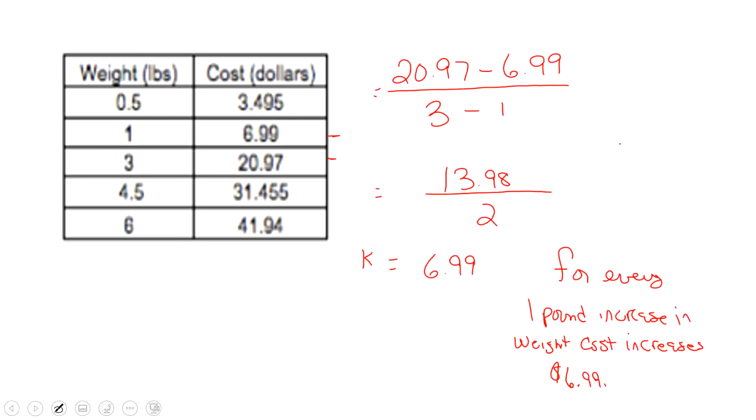Okay, what you should have found, if you did every single line, it's kind of tricky because we have halves in here. I went right through to the 1 and the 3 because I was pretty confident that it was going to be constant. So for every pound that we increase, the cost goes up $6.99. If you multiply 6 times $6.99, you will get $41.94. So it is a constant rate of change.